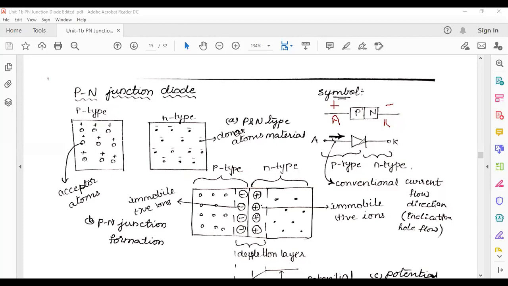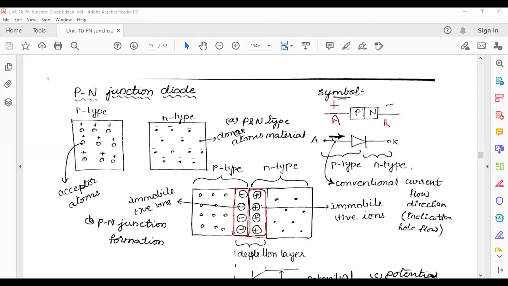Conventional flow direction, that is hole current direction. It is indicated here. Same, I know the combination of p-type and n-type material, and I am taking this p-type and n-type material from previous concepts. This is the p-type material and this is the n-type material. These holes diffuse into n-type and these electrons diffuse into p-type, and there is a creation of a wall here, that is, negative immobile ions are created here, and there is a creation of a wall here, that is, positive immobile ions are created here.